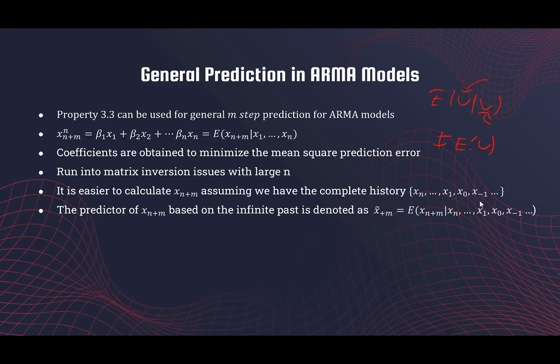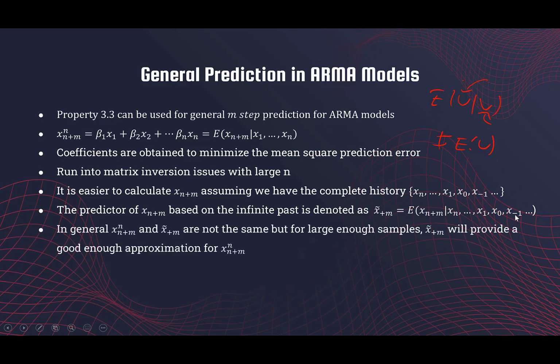So the predictor of x n plus m based on this infinite past is nothing but this conditional expectation, or this expectation conditional on all of this infinite past. So this is conditioned on past n observations. This is conditioned on the infinitely many observations. So in general, these two are not the same, but if our n is large enough, then we can show that this predictor based on past infinite values is a good enough approximation for this guy.